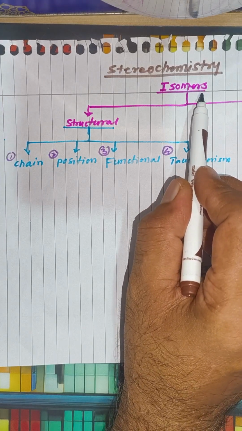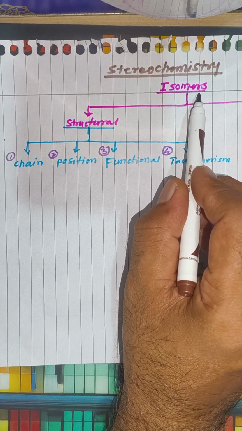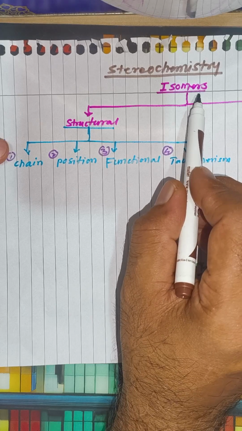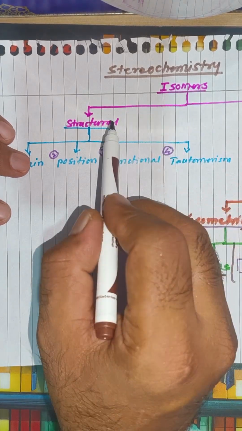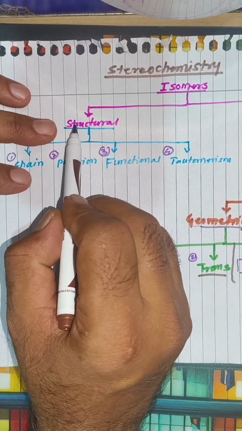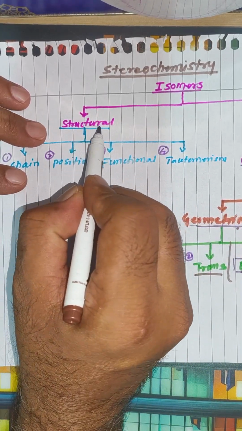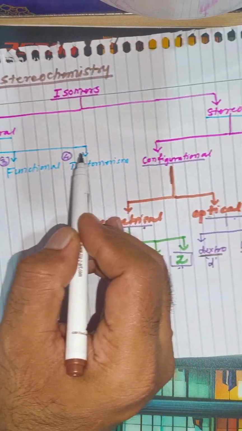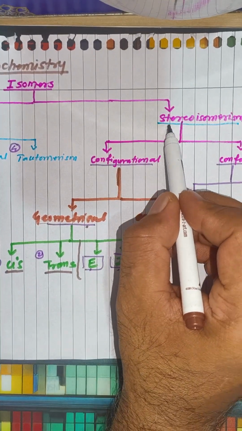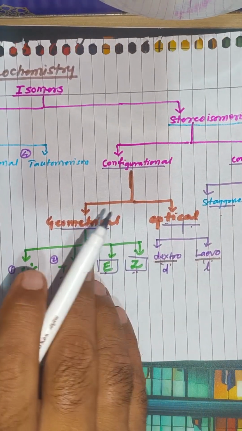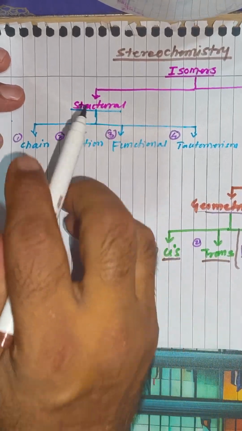In what way are they different? There are different types of isomers. Isomers are subdivided into two main types: one we call structural isomers and the other we call stereoisomers. So what is the meaning of structural isomerism?